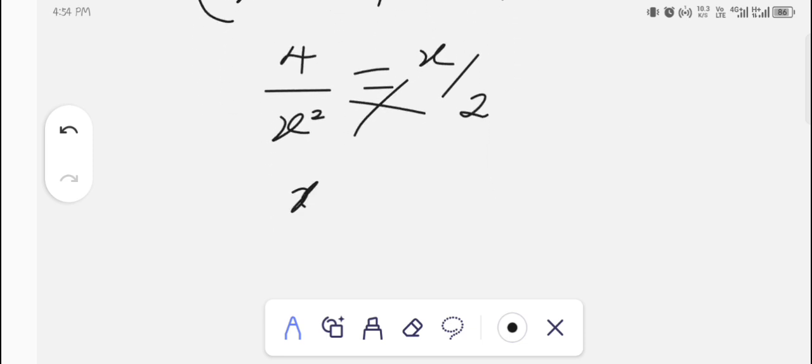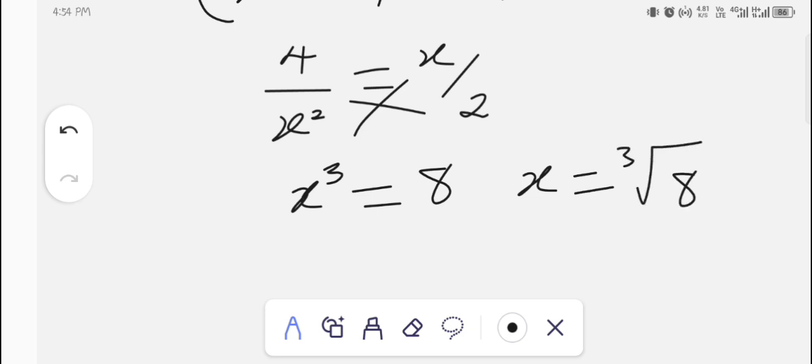And now we have x cubed to be equal to what? 8. Good. At this point, one may suggest that x, of course, becomes equal to what? The cube root of 8. This is very correct. Are we there?